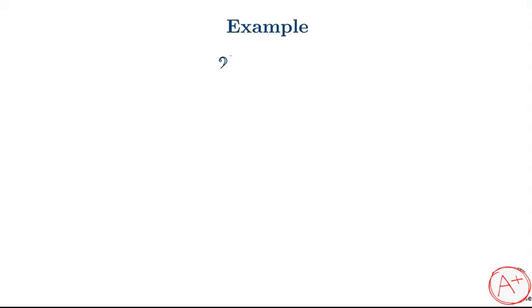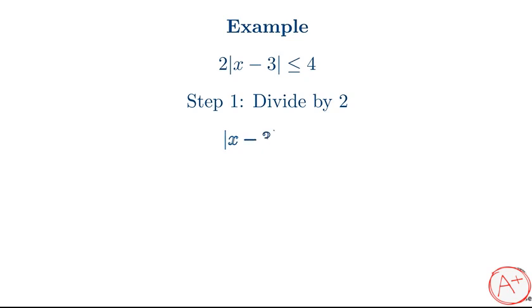Let's apply this to a specific problem. We want to solve the inequality 2 times the modulus of x minus 3 is less than or equal to 4. First, we isolate the modulus by dividing both sides by 2. This gives us a simpler form to work with.